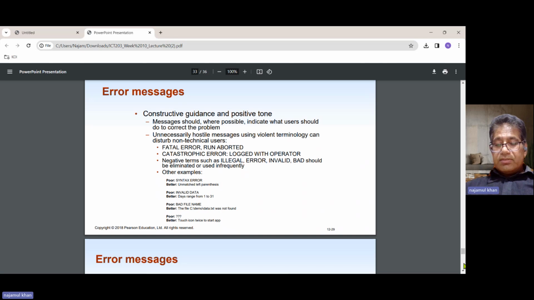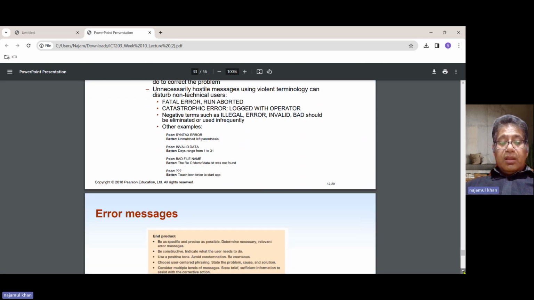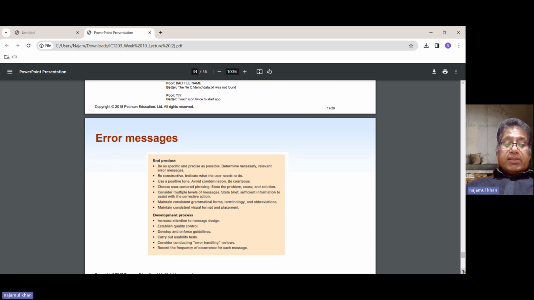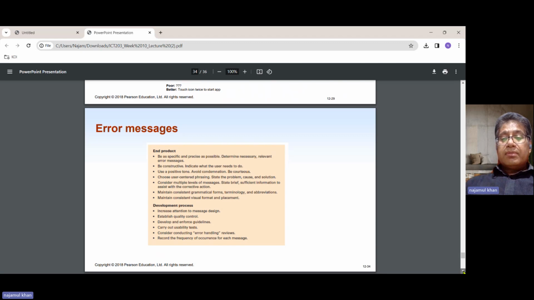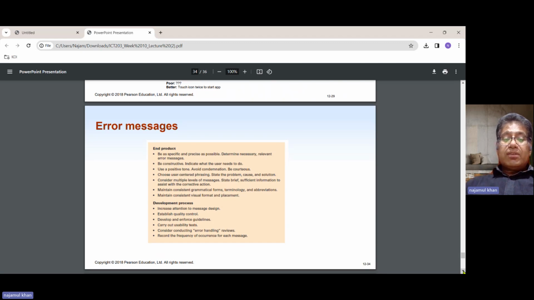Depends on whatever it is. But guys, the end product is important in error messages. Be as specific and precise as possible. Determine the necessary relevant error message. Be constructive. Indicate what the user needs to do. Use a positive tone. Better avoid condemnations. Be courteous. This is important. You can say, please use this, please use that. Don't sound like you're ordering somebody to do something.